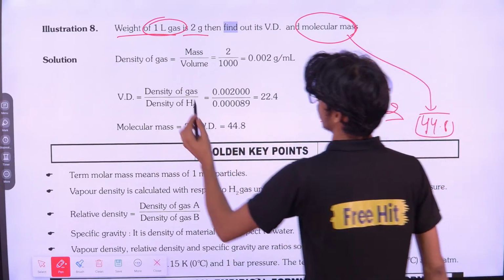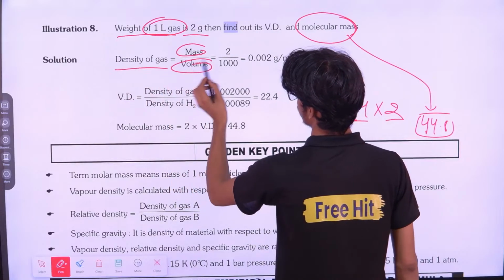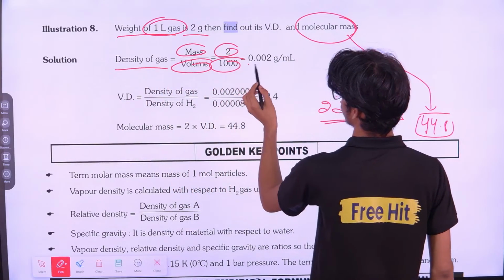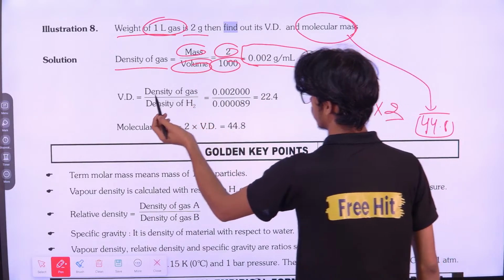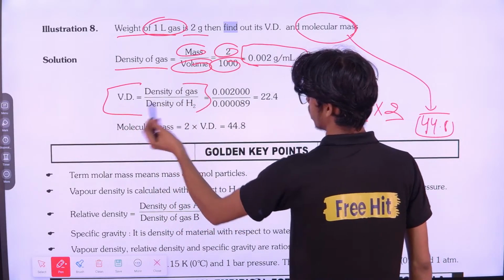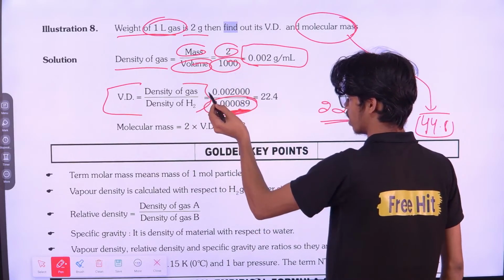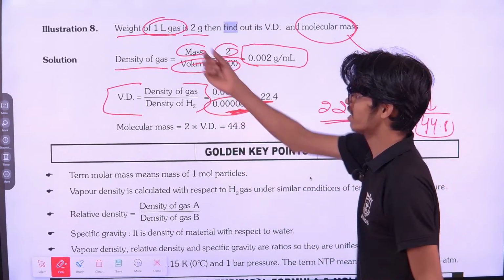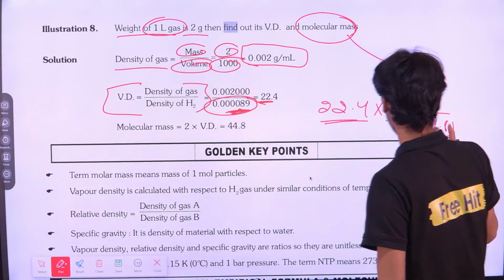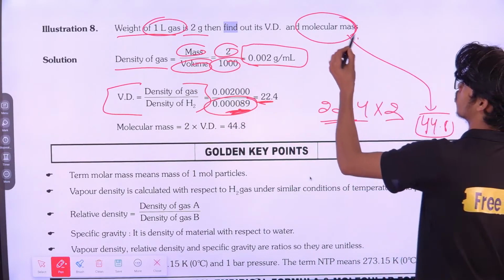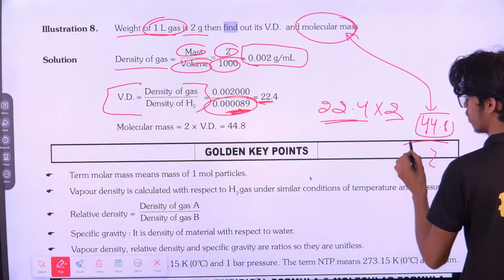Or you can do it this way, density of gas is mass upon volume. So, mass is 2 by 1000, that is 0.02 gram per milliliter. So, you found out density, then you find out vapor density by dividing again. You require this particular information to solve the question this way. Otherwise, you know 1 liter is 2 gram, 22.4 liter is 44.8 gram, that is molecular mass. And molecular mass, if you divide it by 2, you will get vapor density.